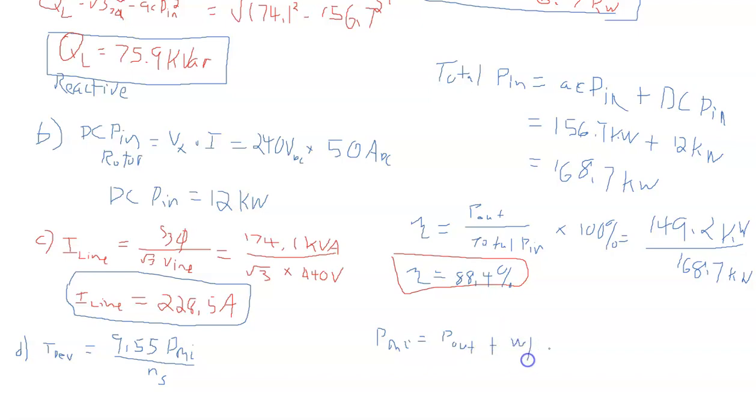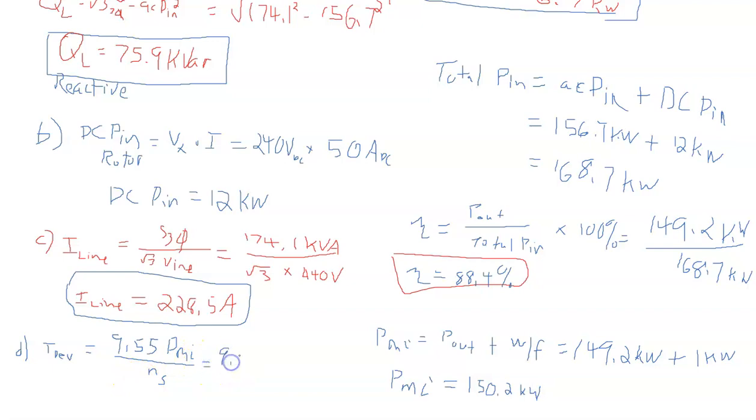Thinking about your power flow, PMI is equal to P out, which of course we know, plus the shaft loss, which is the windage and friction loss. Remember, P out was 149.2 kilowatts, and in our list of losses, windage and friction was just 1 kilowatt. So PMI should be used for torque developed if we know it, right? And so we got 150.2 kilowatts there, and that's the number we should be using for torque developed.